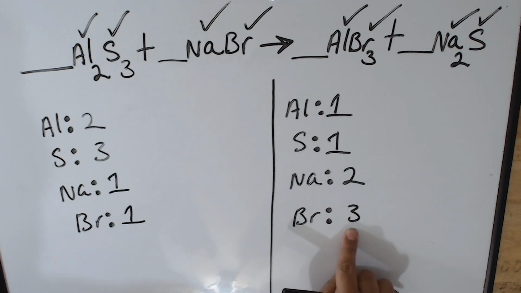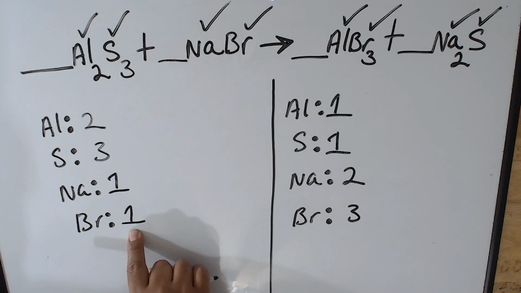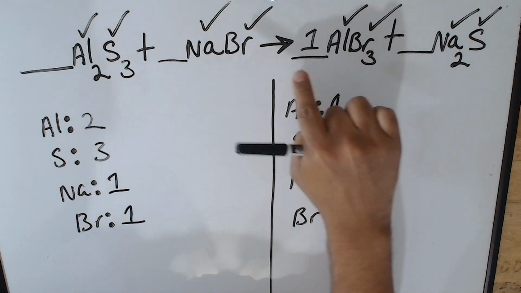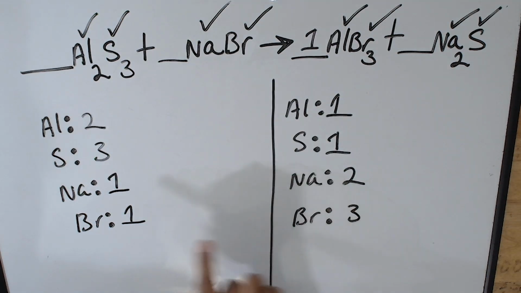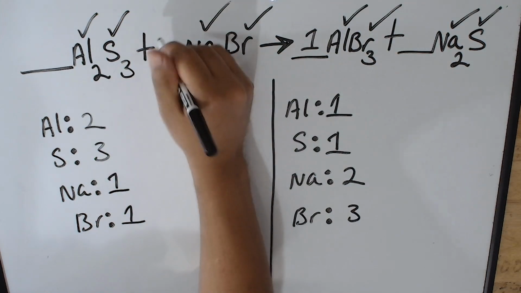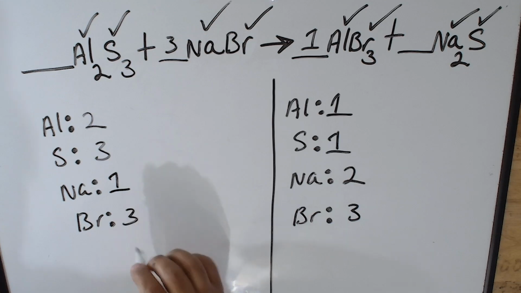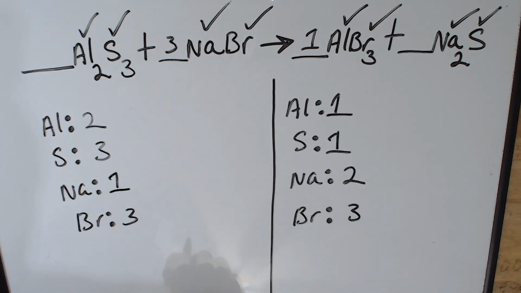So notice that I have 3 atoms of bromine in the product side and 1 in the reactant side. So I'm going to lock this in with a 1. 1 times 3 gives me 3. So therefore, I want to have 3 over here. I'm going to write a 3 in here. So I now have 3 bromides. So now the bromides are balanced.